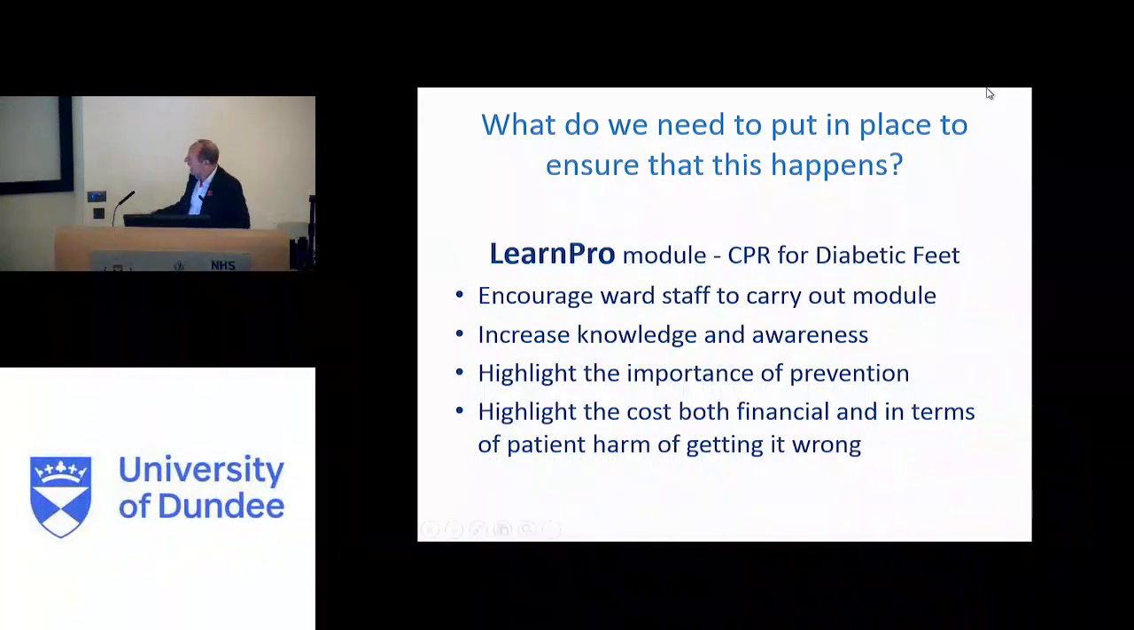And we've got to highlight the cost, in financial terms and of patient harm, if we get it wrong, because please understand, if a patient gains pressure damage within our care, we have got something wrong, and we can't get away from that.